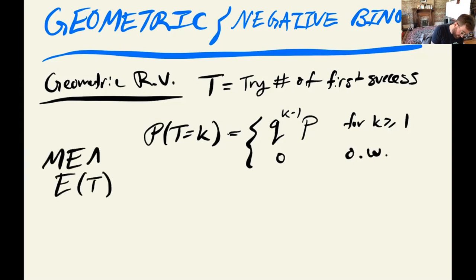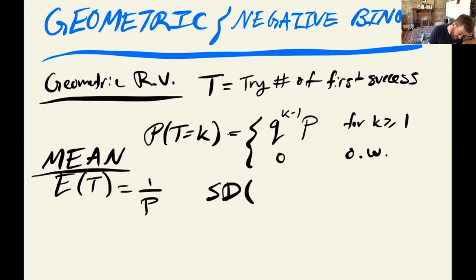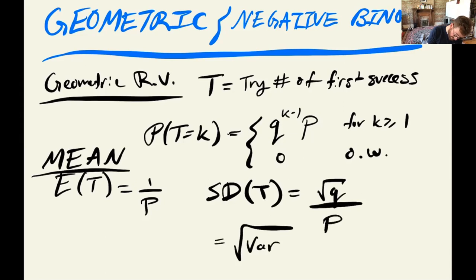Now kind of continuing our classification here, the expectation of T, although somewhat tedious to prove, is 1 over p, which makes total sense. If I succeed 1 out of 10 times, then I expect to succeed once out of 10 tries. Notice that 10 is the same thing as 1 divided by 1 over 10. Similarly, the standard deviation of T ends up looking like the square root of q divided by p squared, which you'll remember is the square root of the variance. So the variance is actually the same thing as q over p squared.